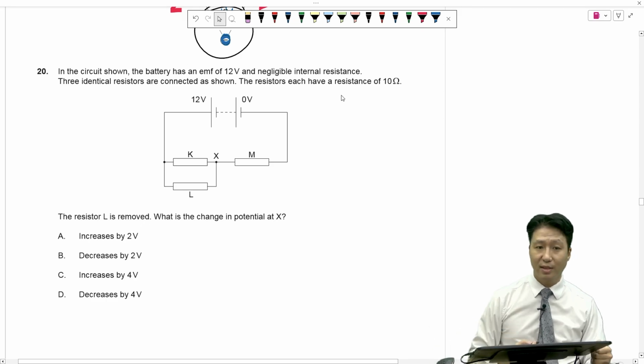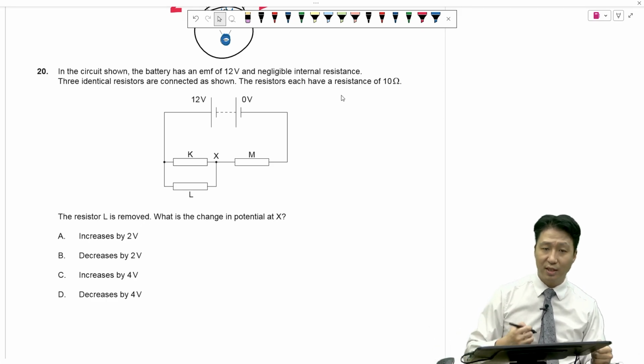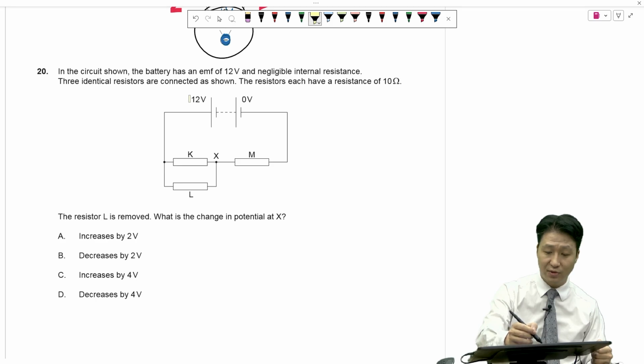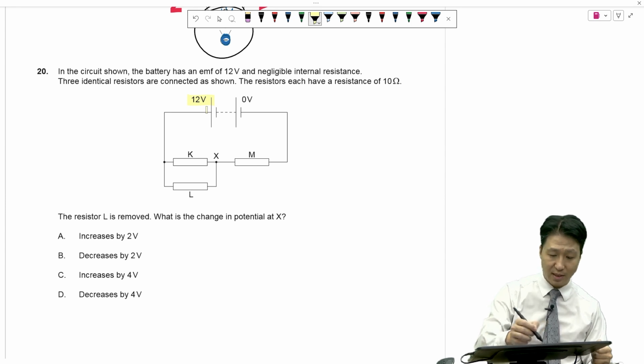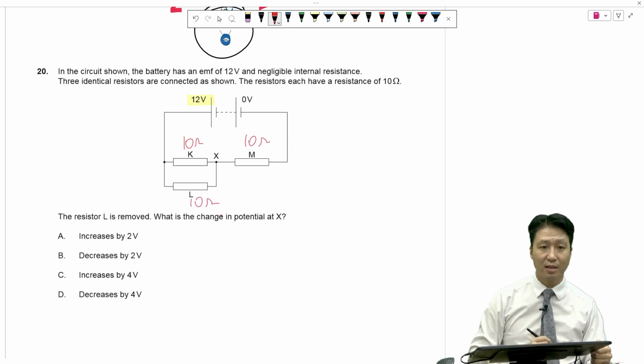Question number 20. In the circuit shown, the battery has an EMF of 12 volts. Let's highlight that, 12 volts. And negligible internal resistance. 3 identical resistors are connected as shown. The resistors each have a resistance of 10 ohms. So let's write 10 ohms, 10 ohms, and 10 ohms. Resistor L is removed. What is the change in potential at X?